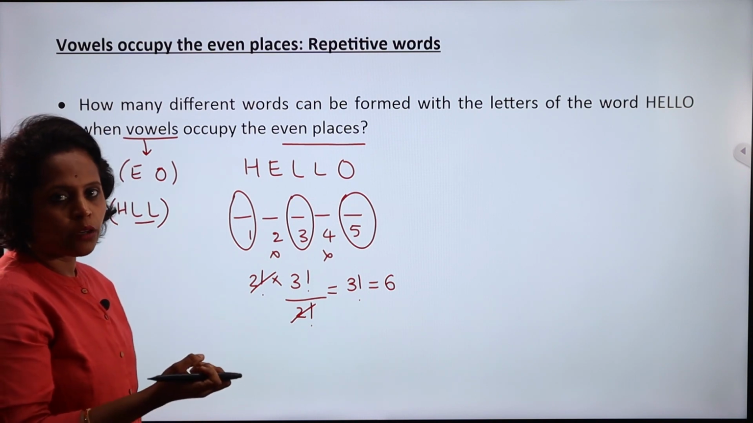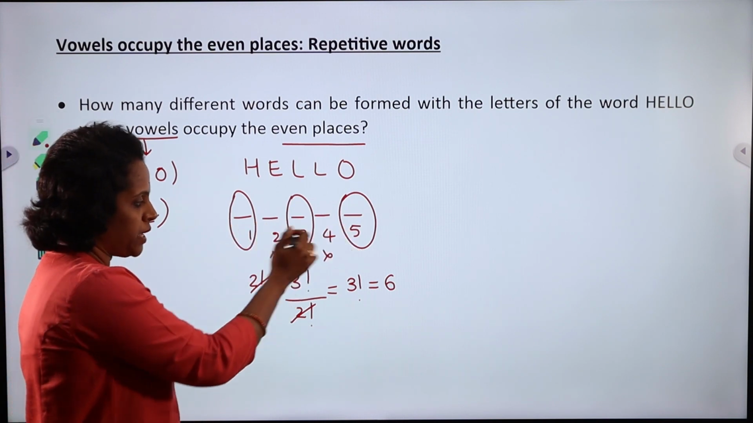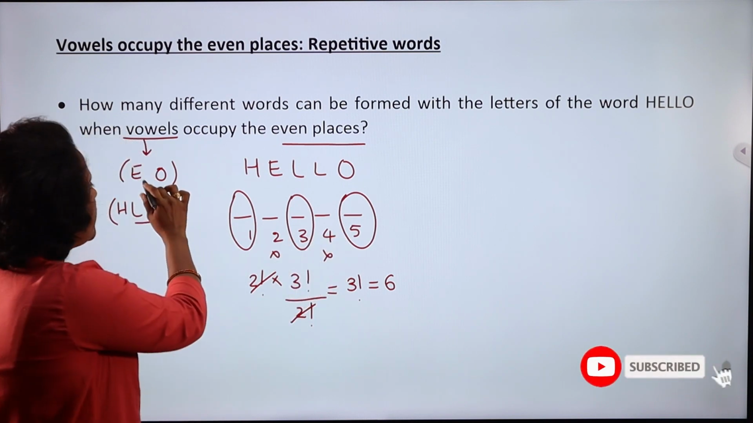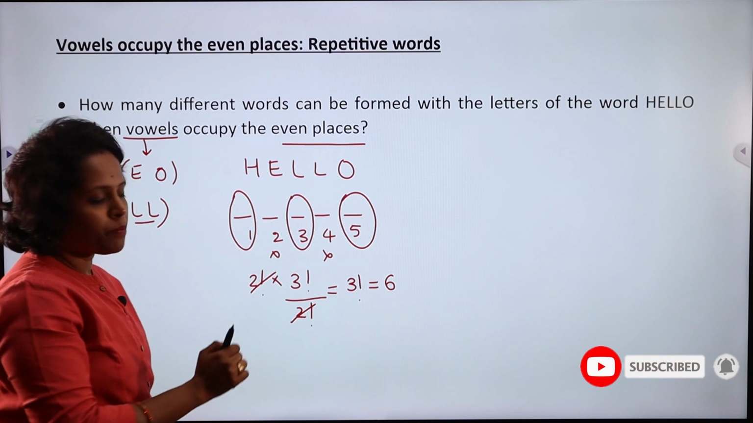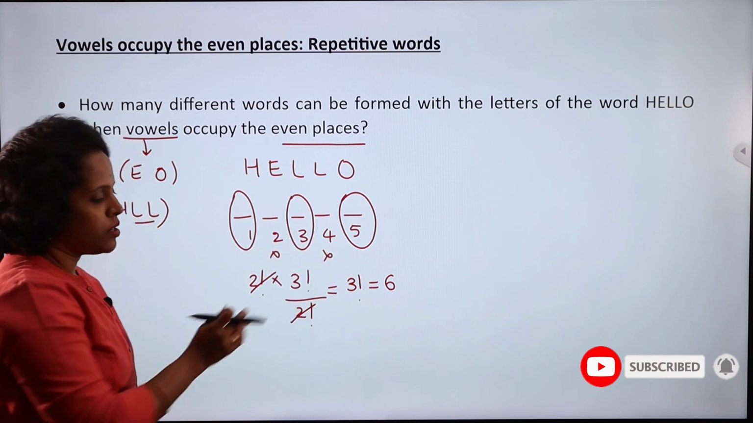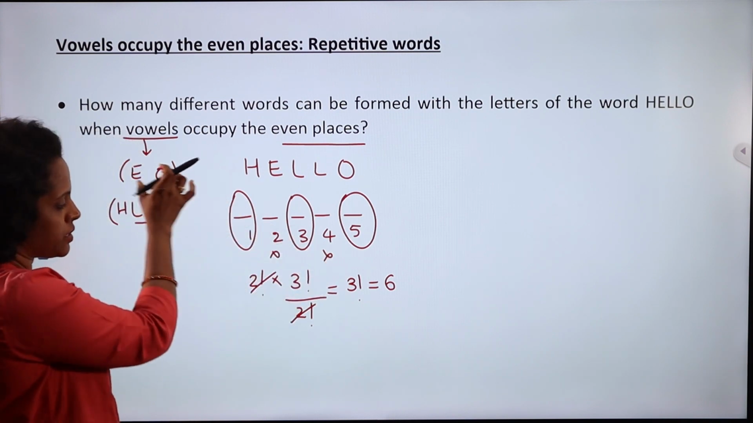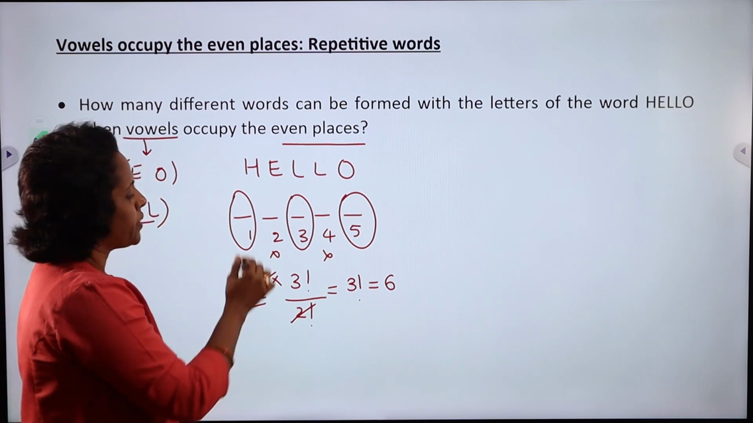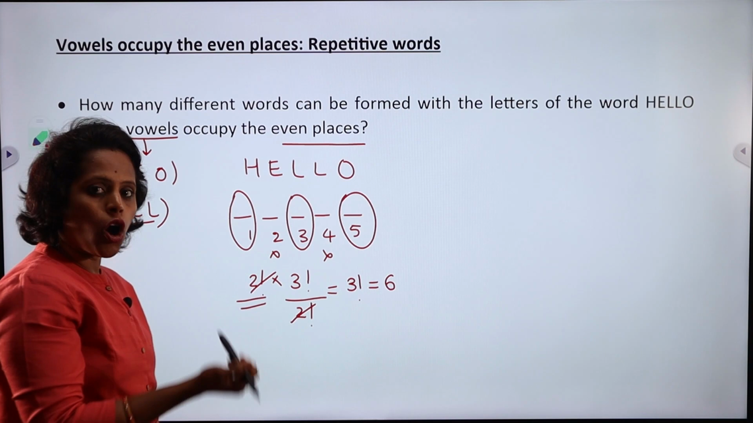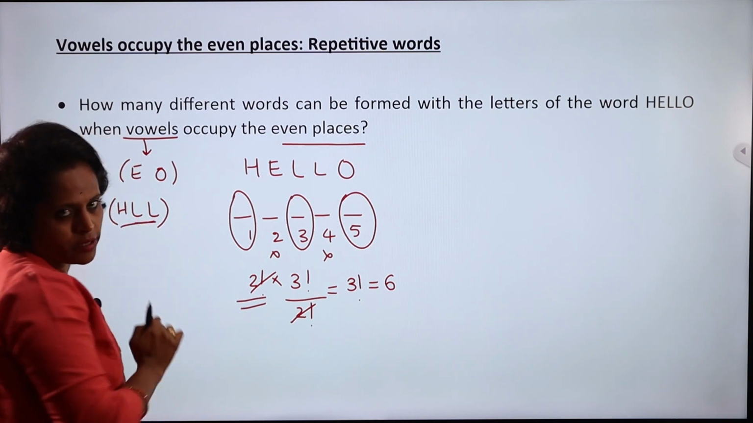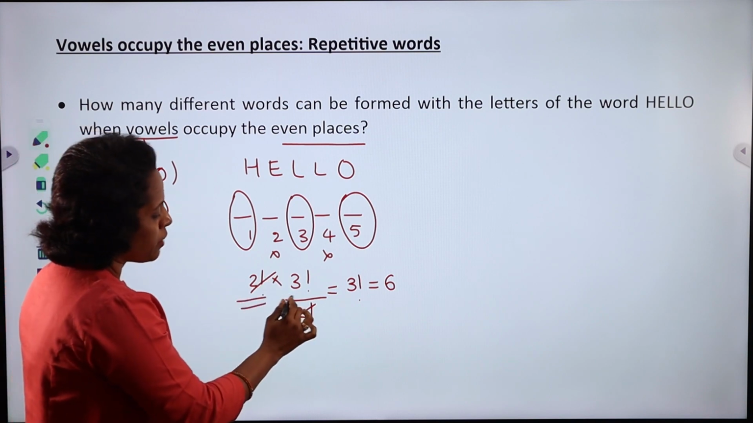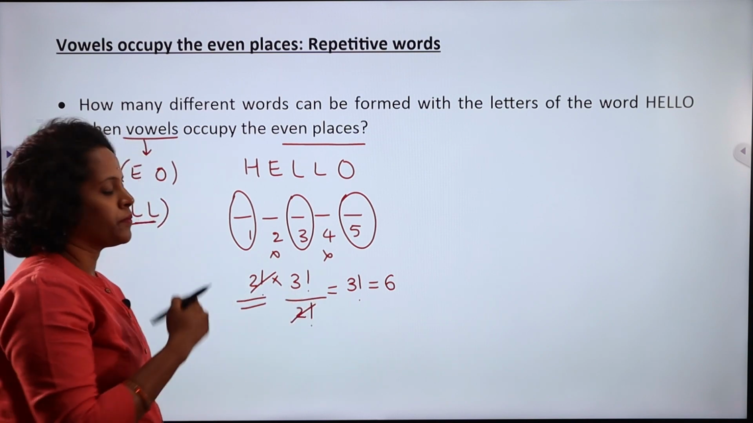HELLO is a 5-letter word. I took 5 places, numbered the places. What are the vowels here? E and O. What are the even places? 2 and 4. 2 even places, 2 vowels can be filled in 2 factorial ways. Into 1, 3 and 5, the odd positions for the consonants. So 3 places, 3 letters. That can be done in 3 factorial.